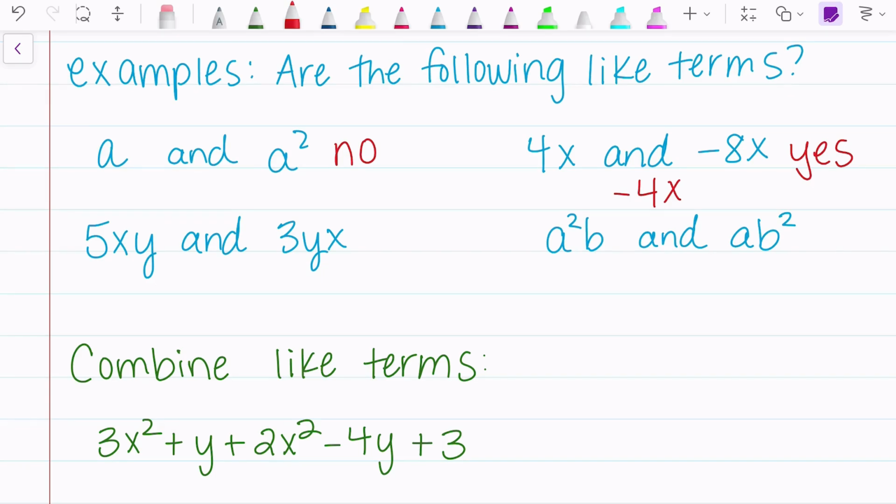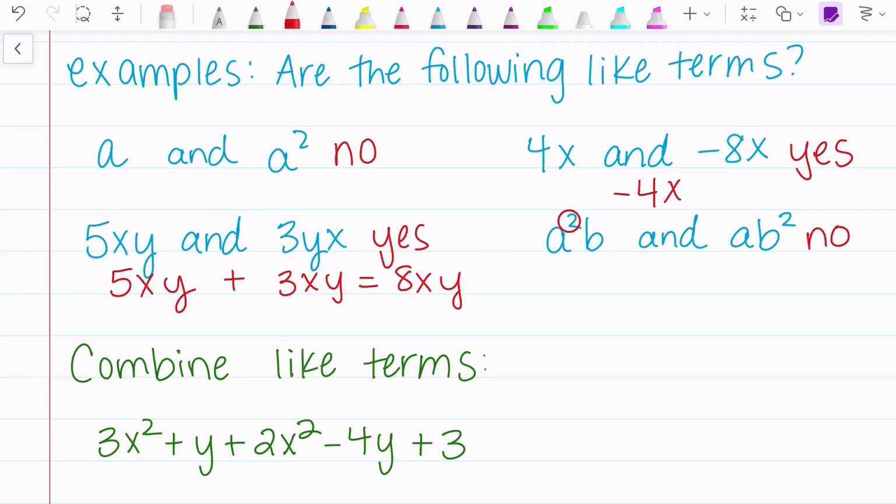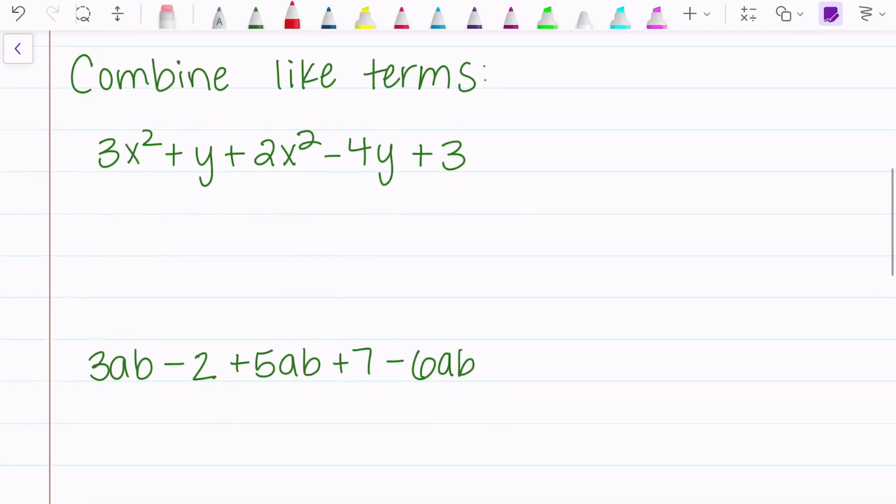This third example on the next line, 5xy and 3yx, although they're written differently, these are still like terms. Because of the commutative property of multiplication, we could rewrite this as 3xy. It's the same thing, and so we can combine these. If we added them together, that would give us 8xy. All right, the last example in light blue here, we have a squared b and ab squared. These are not like terms because the squared term is on different variables, and it would need to be on the same variable.